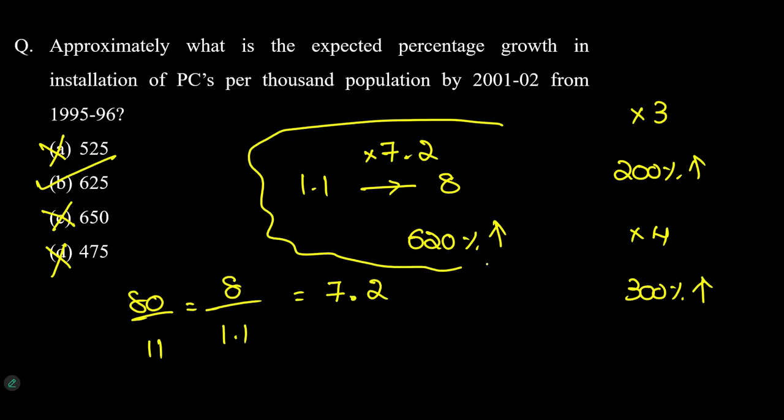If any value is tripled, we have to say 200% increase. If any value becomes 4 times, we have to say 300% increase. But installation of PCs is now almost close to 7.2 times. 1.1 into 7.2 will be close to 8. So then we have to say 620% increase.